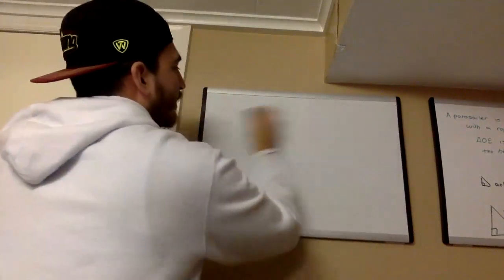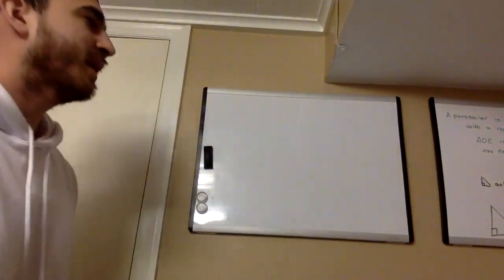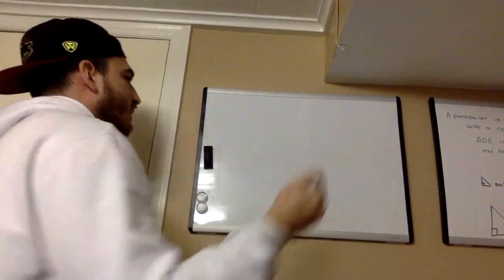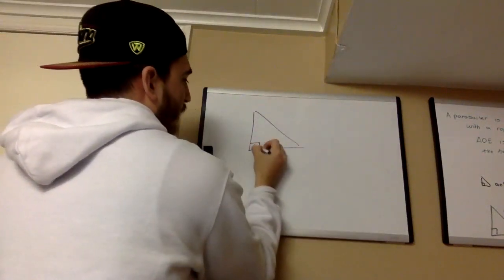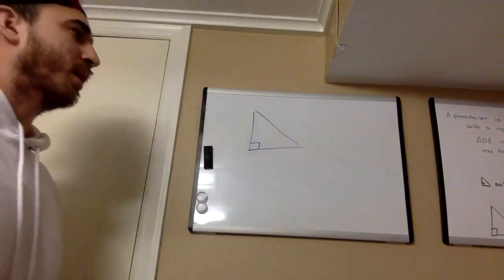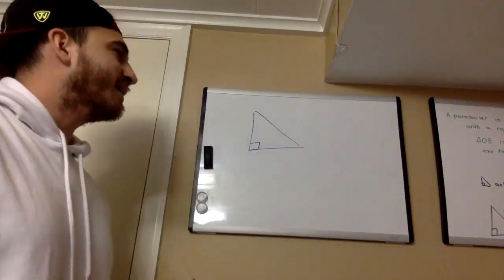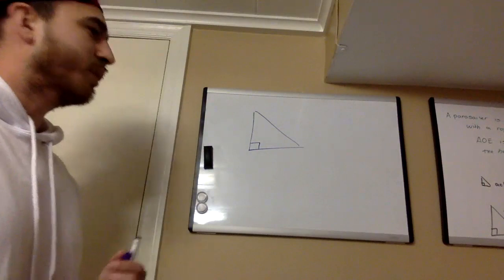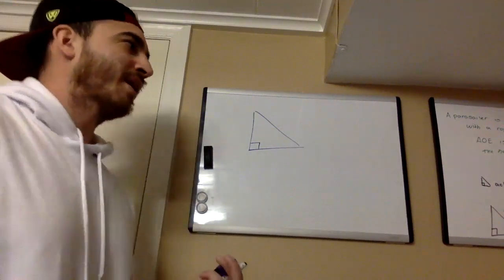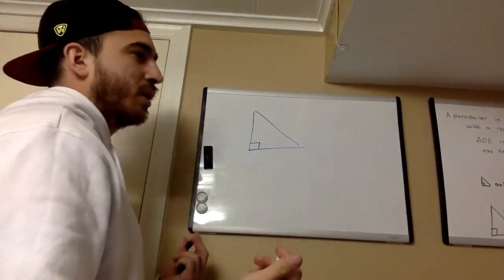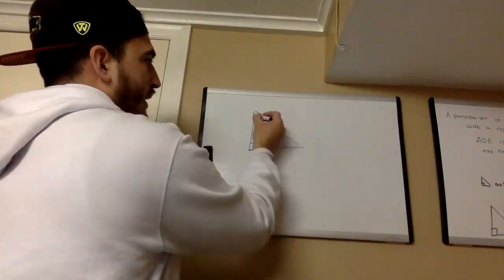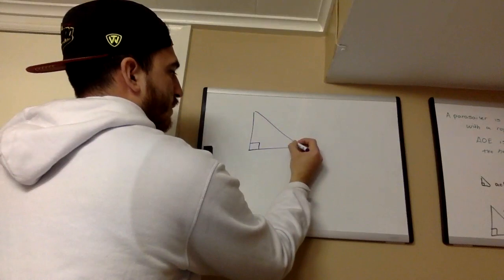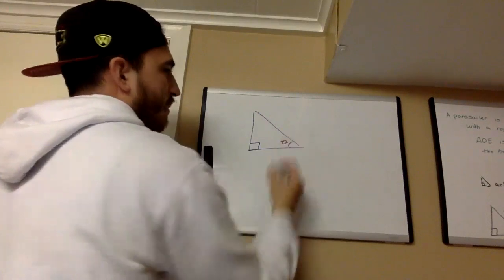The next one is a little word problem. They tell you that there is a right triangle. So let's draw that right triangle. Boom, boom, boom. Make sure you write your little right triangle marker. It tells you that there is an acute angle. So an acute angle just means less than 90 degrees. So I can either choose this one or this one. I'm just going to choose this one.